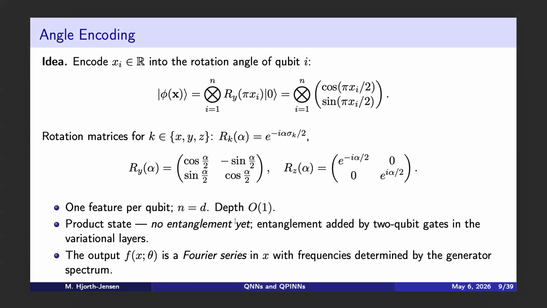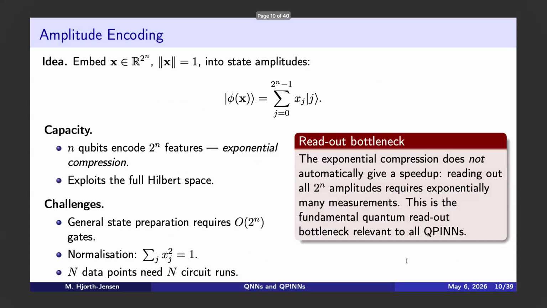Entanglement is added by 2 qubit gates in the variational layers. So keep that in mind. So the output then is typically a Fourier series in X with frequency determined by the generator spectrum. So this is one way of doing it.